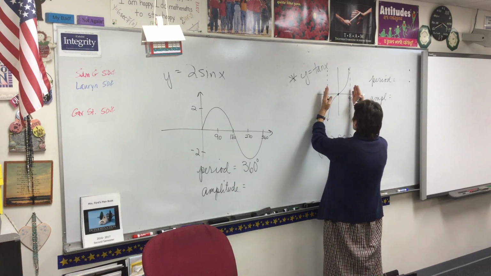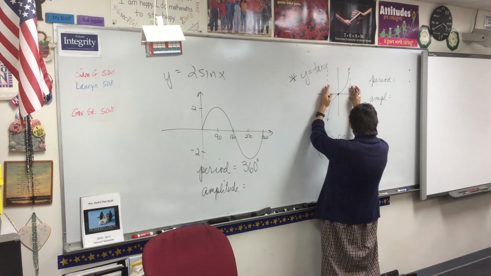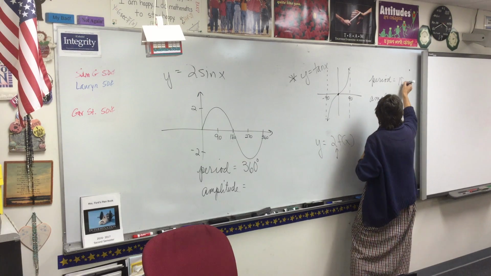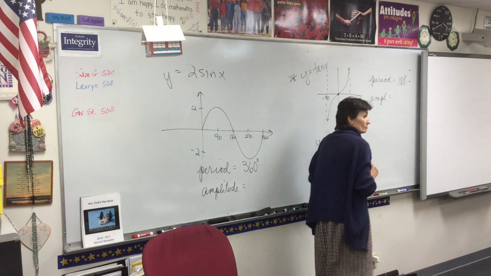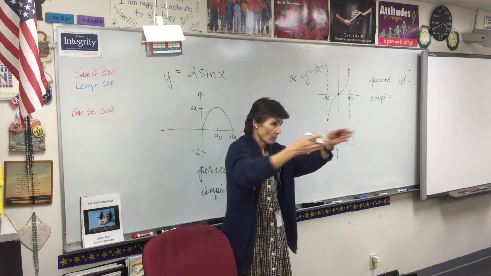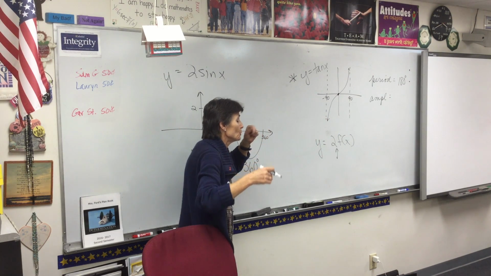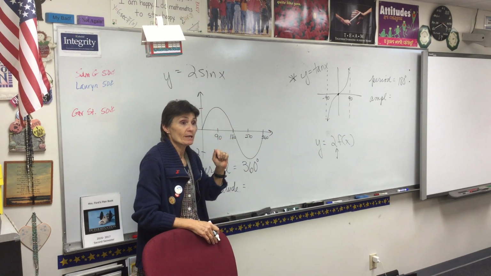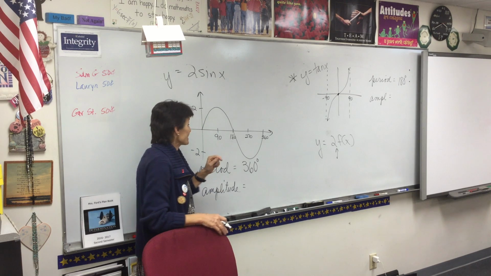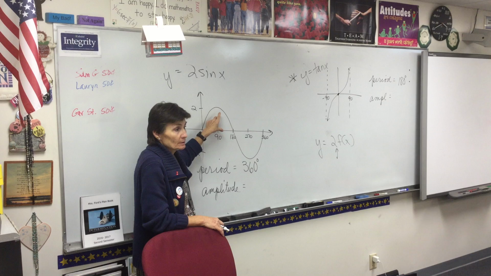How far is it? Period is this distance right here. So I go from -90 to 90. So how far is that? 180. So the period of the tangent is 180. So period refers to horizontal. Amplitude refers to vertical. But it's not the total distance, it's how tall the waves are.